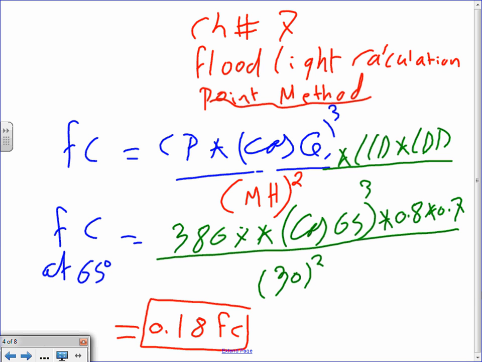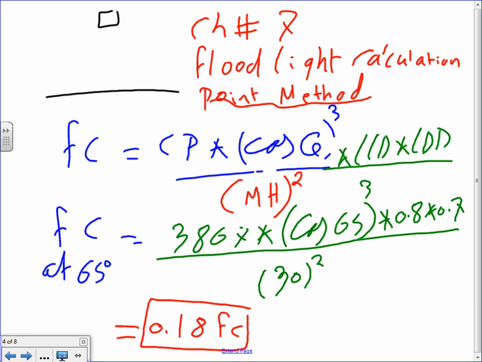This one is point-to-point method, which you're familiar with. Does this look familiar to you? You take the candela power, multiply it by cosine cubed of the angle, multiplied also by the factors, and divided by the square of the height, and that's what you get. This is exactly the same method that we did before. This is called point-to-point method. So let me just draw a little bit. That's it. That's the whole chapter.